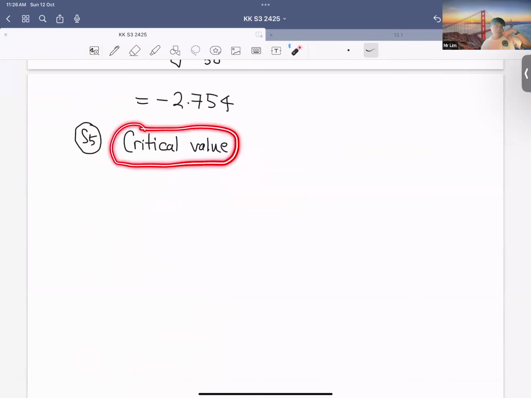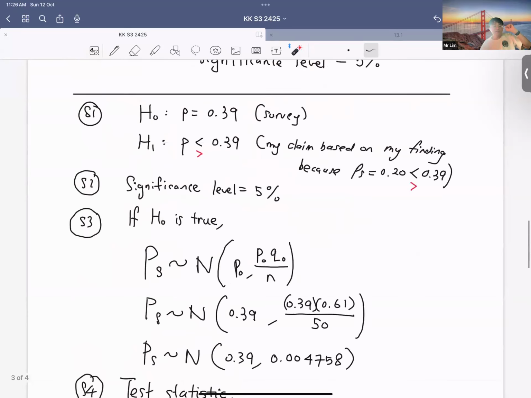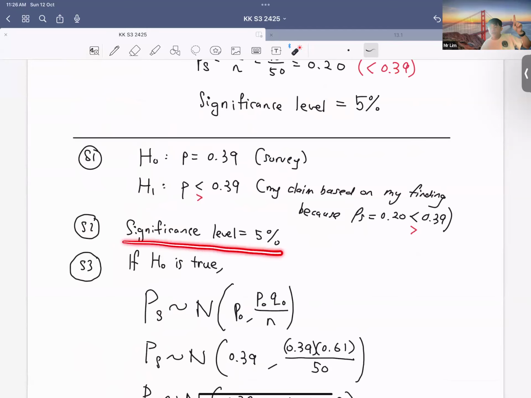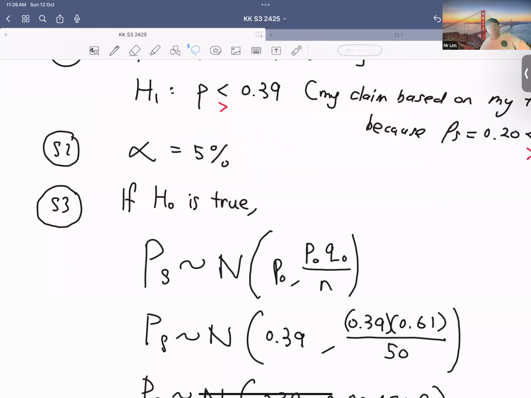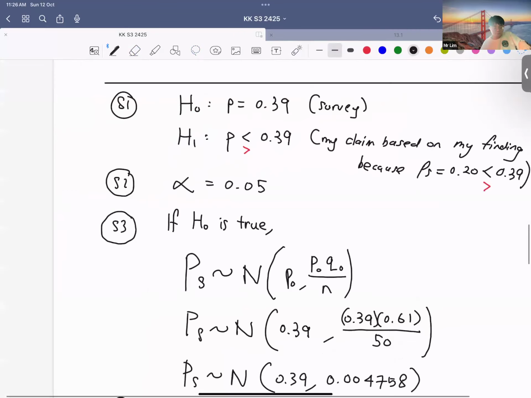Critical value, everybody has the same critical value, unless you use a different significance level. Critical value only depends on the significance level. Most of the time, during the practice, I won't write exactly significance level. I will put alpha equal to 5%, alpha equal to 0.05. More standard. Okay, I will write like this: alpha equal to 0.05.